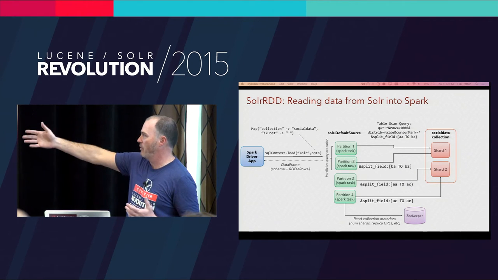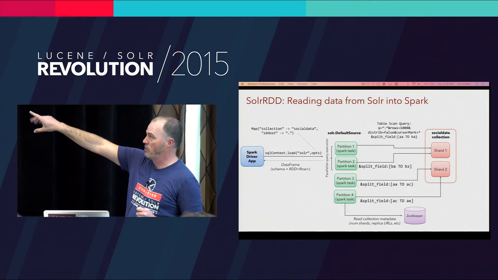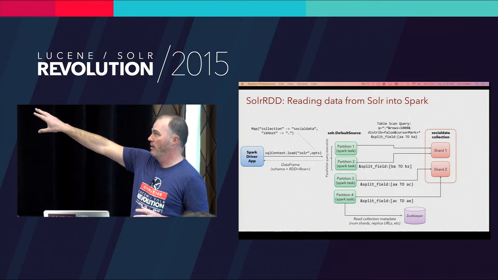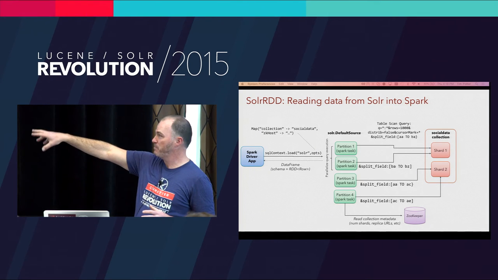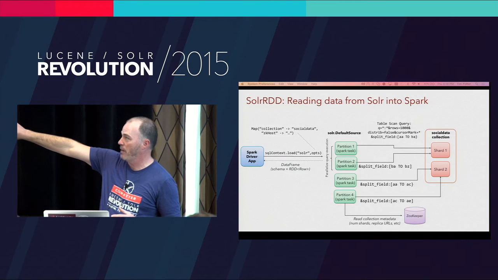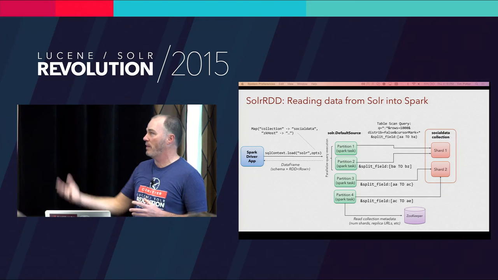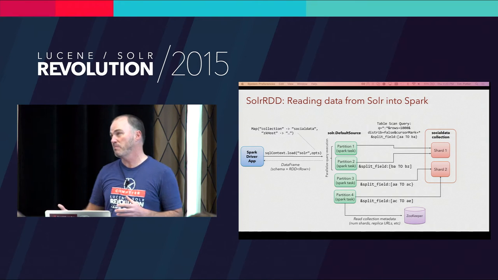And the example I gave here is maybe some ASCII keyword field. As you can see, the split field there is doing some range queries to effectively allow me to have parallel Spark tasks reading out of each shard in parallel. And that's how you can really ramp up the parallelism.